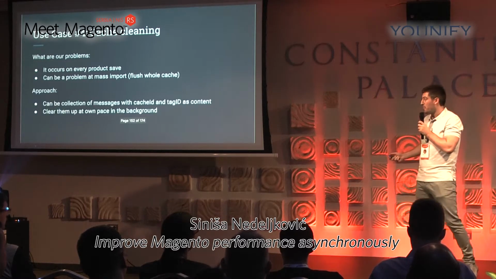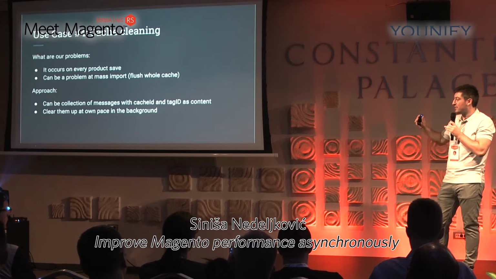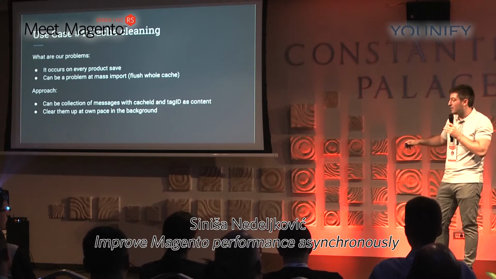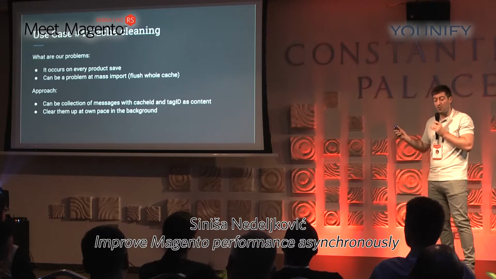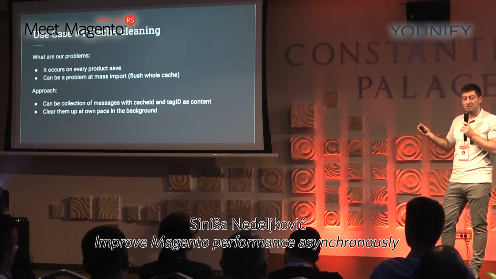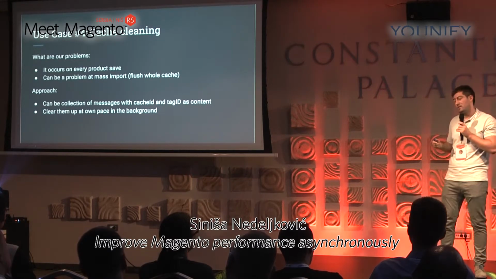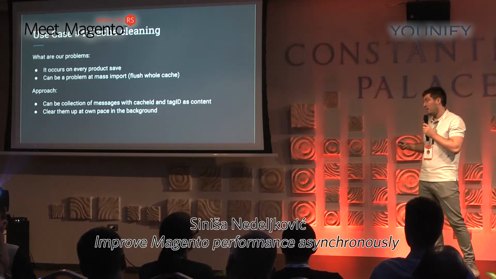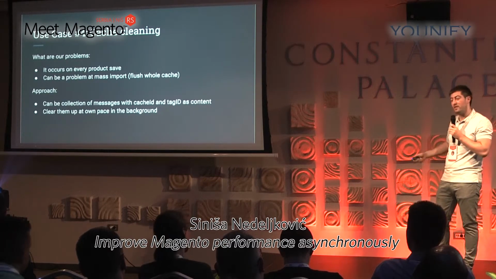So what we can do, we can use those cache IDs and tag IDs which have to be flushed. We can push them into a message queue, and then we can clear them one by one in the background, and it will solve our problem. Plus, it will speed up our admin panel. The merchandiser doesn't have to wait too long until you update your product. It will make them more productive, and it's not annoying. You don't have to wait too long.